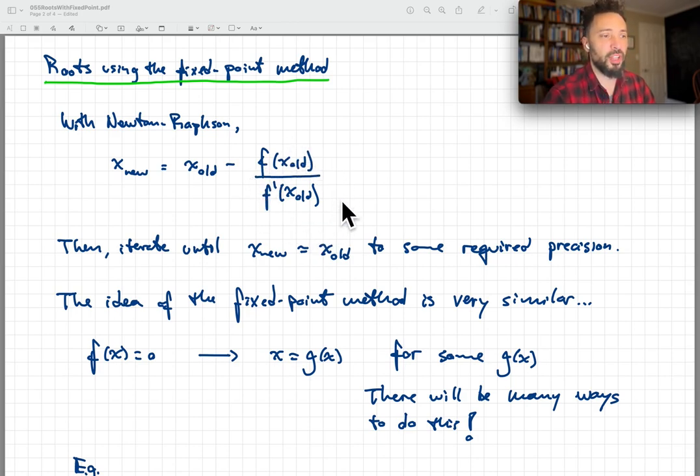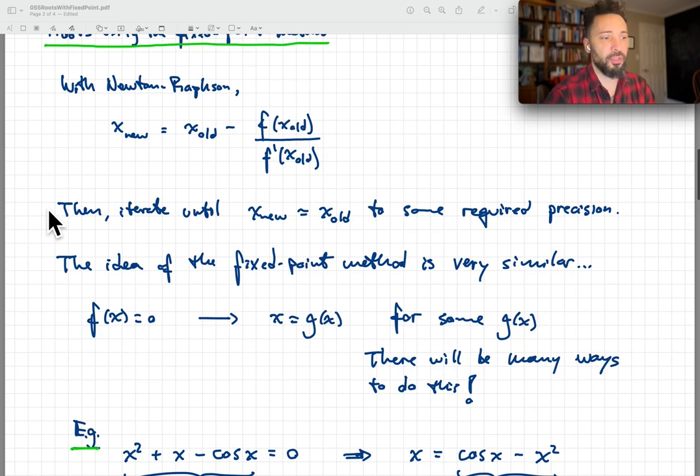The situation we want to be in is one where this is a small correction. We want to have an idea of where the root is, and then start correcting it by iterating on this equation. So this is our first approximation. We subtract this quantity, get a new estimate, and insert that into this equation again, and we iterate until the new result is approximately equal to the old one, up to some required precision. At that point, we stop, or we can stop after a fixed number of iterations if that's what we want to do. The idea of the fixed point method is very similar.